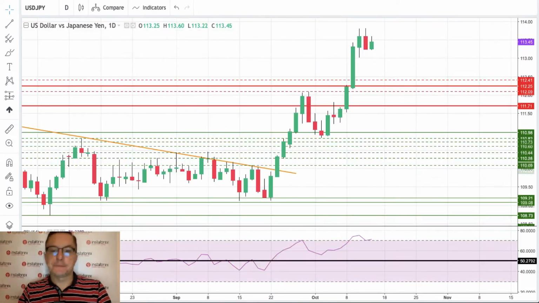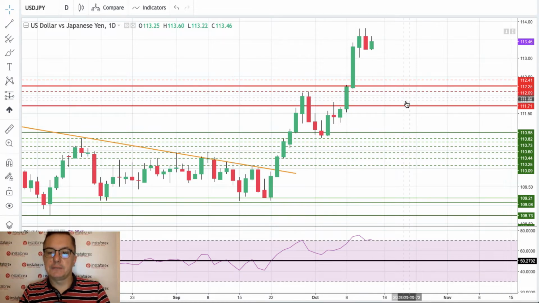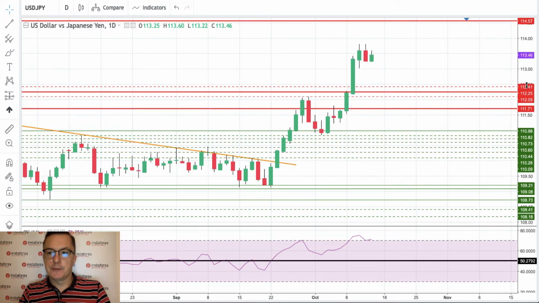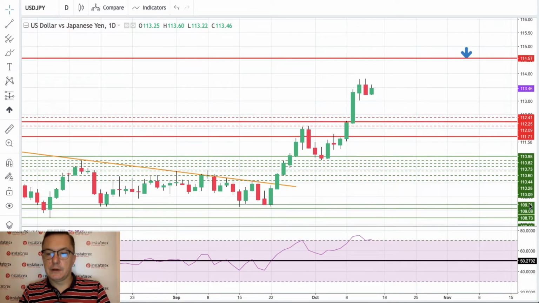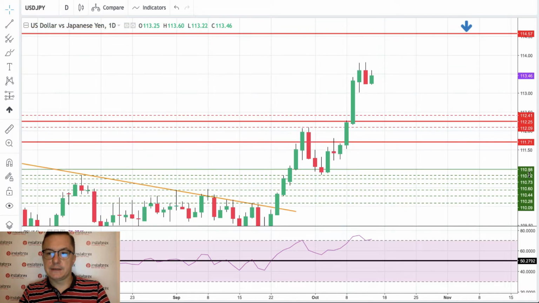There you go. What is going on here? Beautiful breakout above those levels. This zone is now violated. The next target, as you can see, is, let me just move it lower.